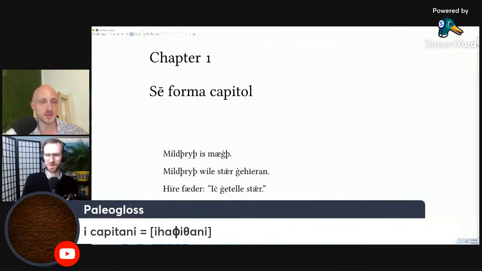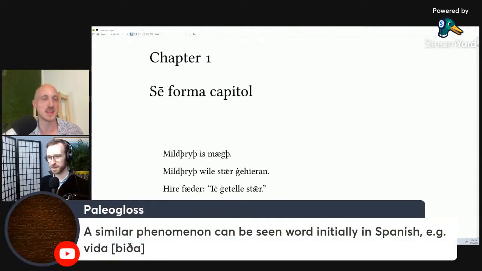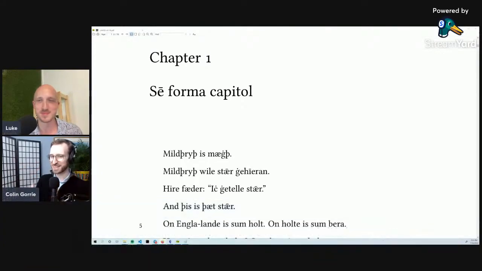Rafi has a good, beautiful one. I capitani becomes I capitani. Thank you. I couldn't even do it. I capitani. Very good. He also mentioned, of course, fortition with bida. Yes. Bida. So that's what I was going to go down this road.